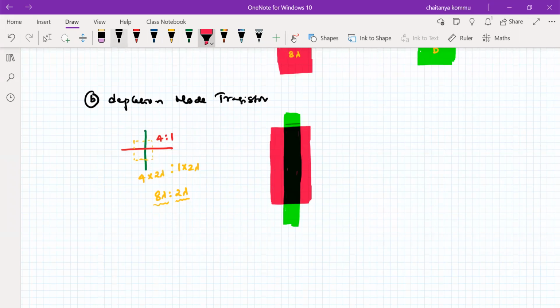Okay, so therefore the length ratio, what is the width of this channel? The width of this channel is 2 lambda. So the length of the channel is 8 lambda. Okay, so therefore these are the length and width ratio. So this is the length of the transistor. This is the width of the transistor. So we have to maintain 8 lambda by 2 lambda, something like this.